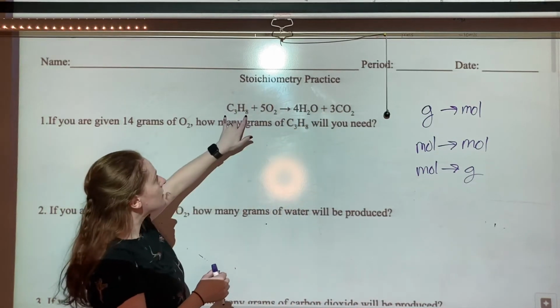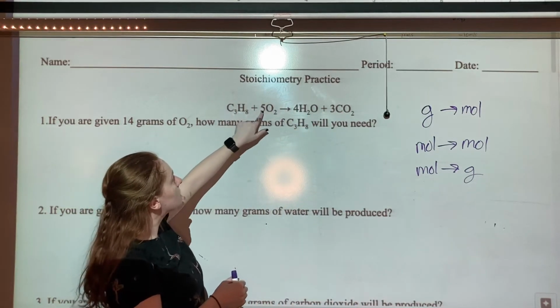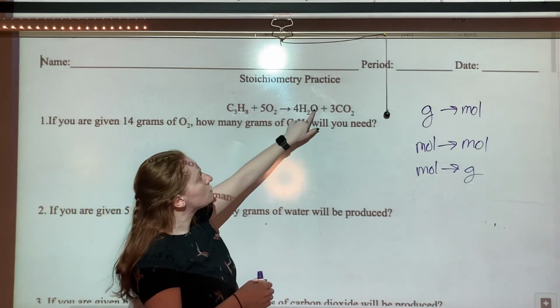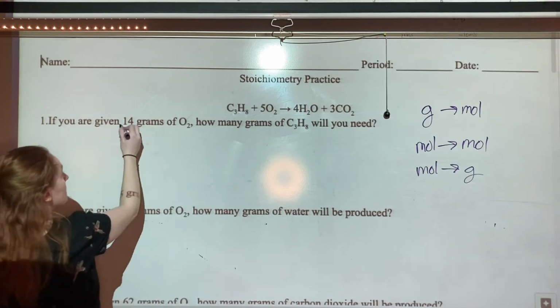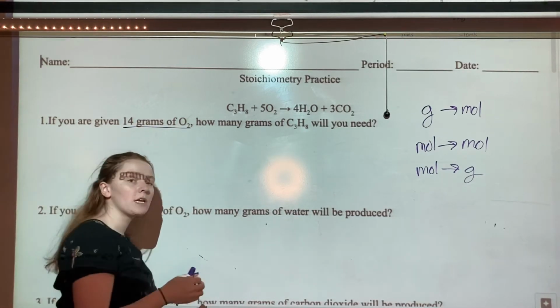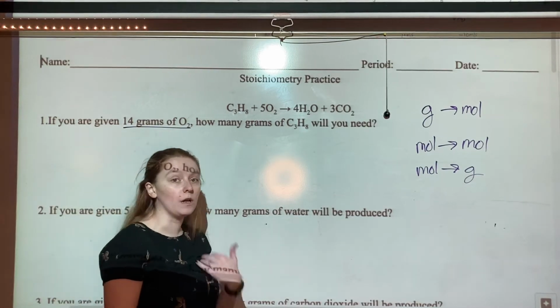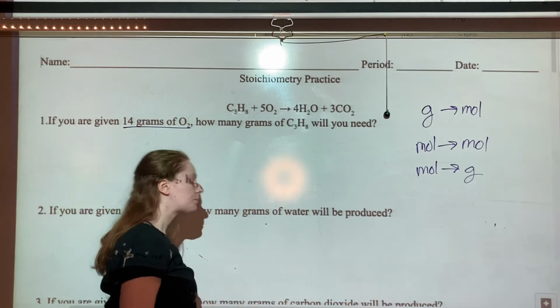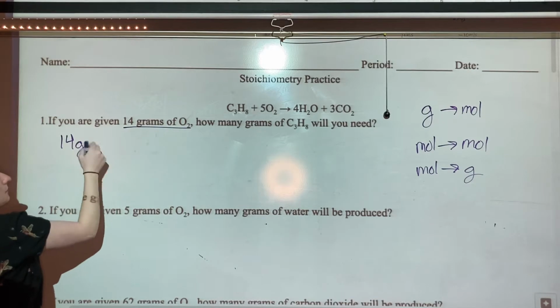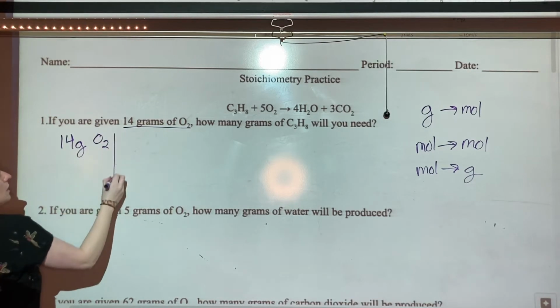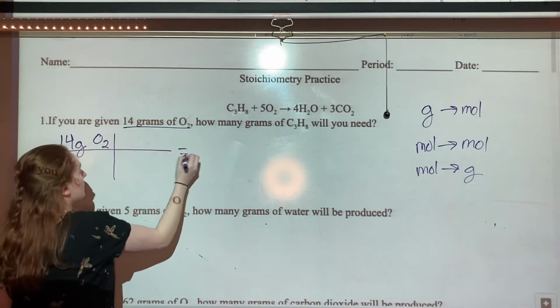The chemical formula is right here. C3H8 plus 5O2 yields 4H2O plus 3CO2. And my problem says if I'm given 14 grams of O2, how many grams of C3H8 will I need to perform this reaction? So just like normal, we take the number we're given in the formula here, 14 grams of O2, and we set up our conversion factor.